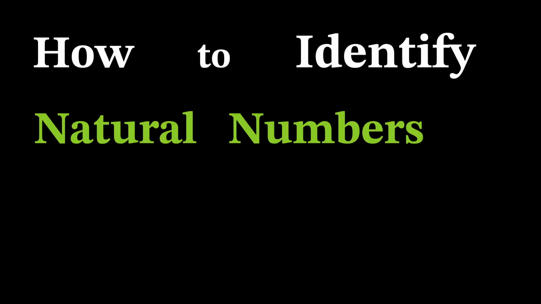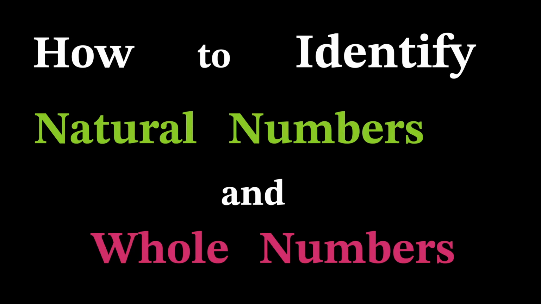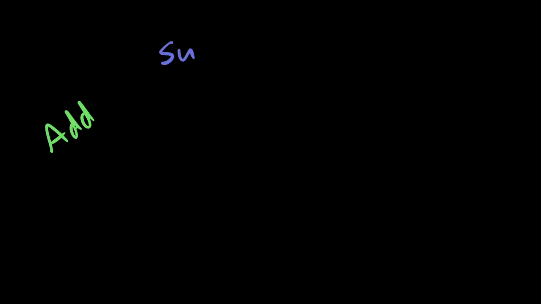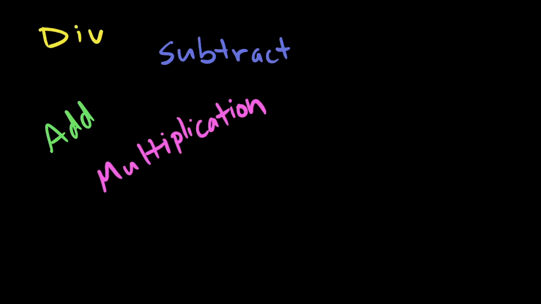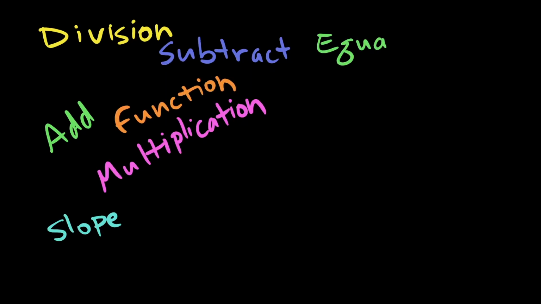In this video, we're going to learn how to identify natural numbers and whole numbers. Learning algebra is similar to learning a language. You start with a basic vocabulary and then add to it as you go along. You need to practice often until the vocabulary becomes easy to you. And the more you use the vocabulary, the more familiar it becomes.